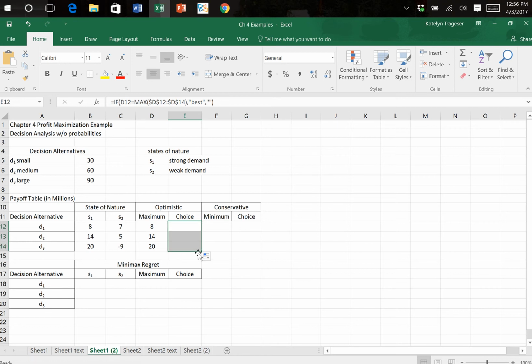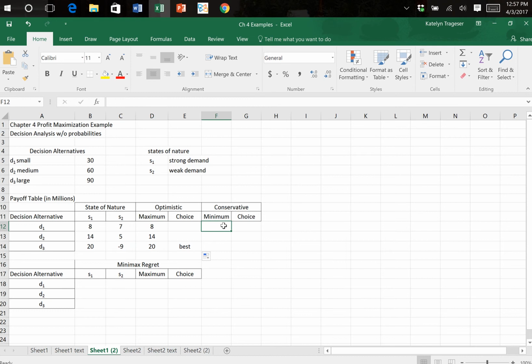So if we copy this down, we can see that our maximum profit that we could get here was $20 million, and that would be with a decision alternative 3, so a large complex, and state of nature 1, S1. Okay, $20 million is our best case scenario. So then we move over to the conservative approach.